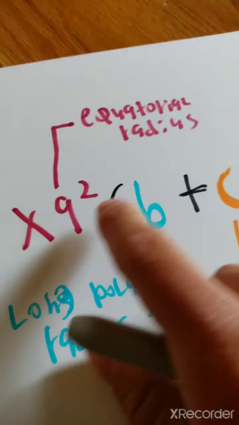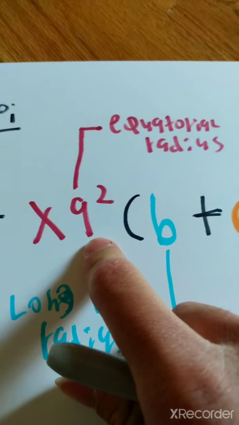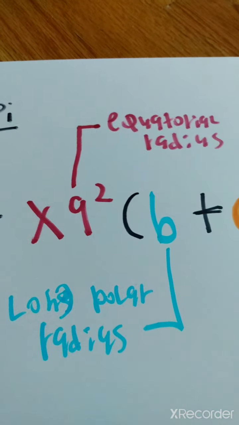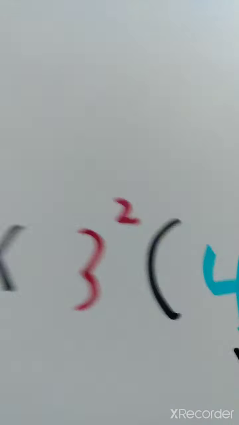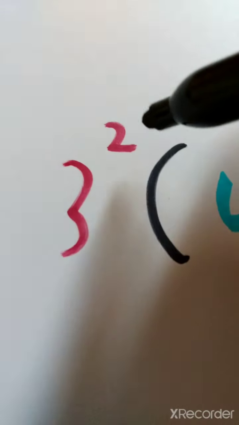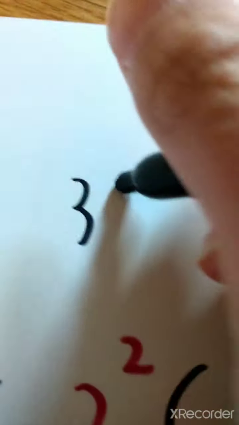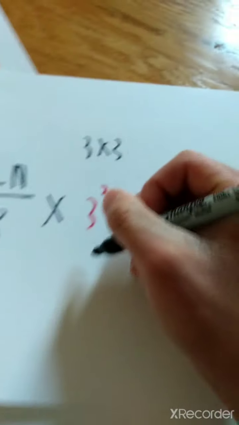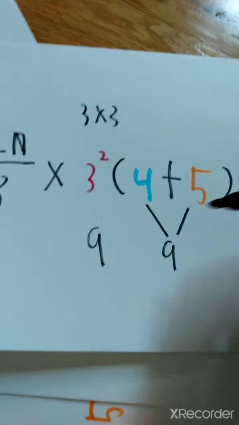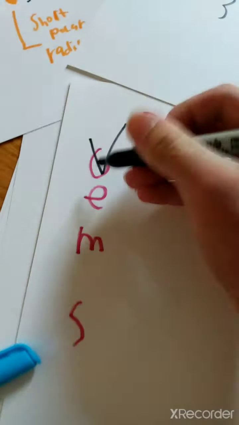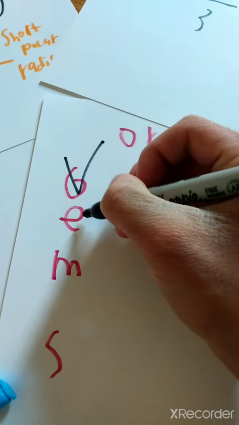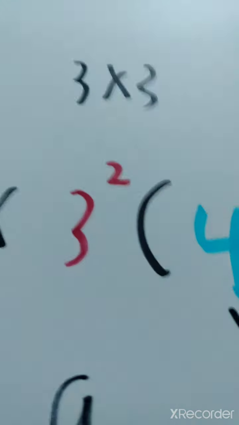Our next step is to then have that equatorial radius and turn that into a whole number, because it is squared. So, if we do 3 squared, 3 times 3, that would equal 9. So 9 would be right here. So, we're done with the exponents, because that was the only exponent.